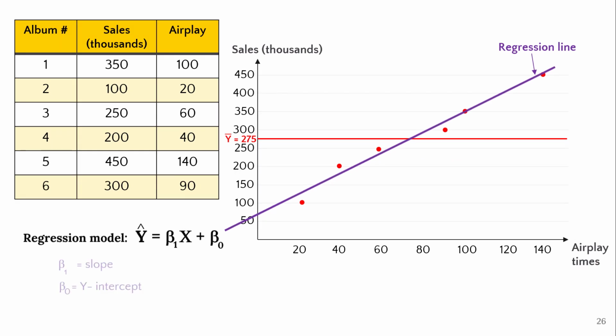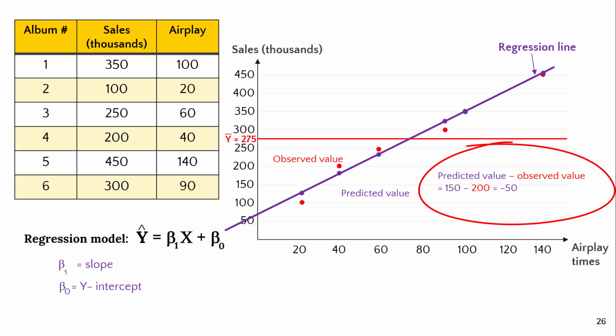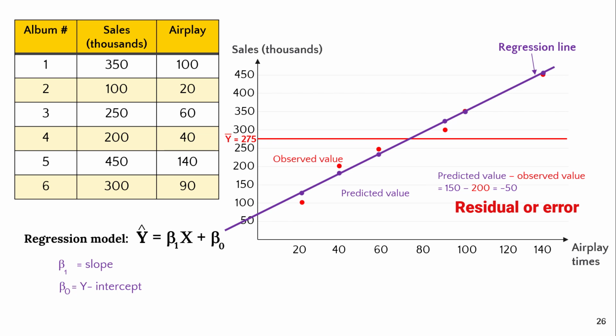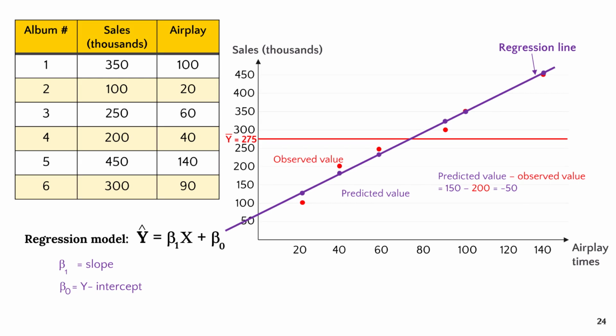The purple dots represent predicted values. They are calculated based on the regression model, while the red dots represent observed values. They are the values we obtain in the real world, that is, the values we collected in the first place. The difference between the predicted value and the observed value is called the residual or error. If the residual is big, it means our prediction is far from reality. If our residual or error is small, it means our prediction is close to reality.